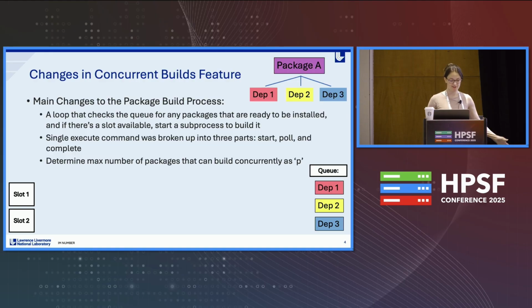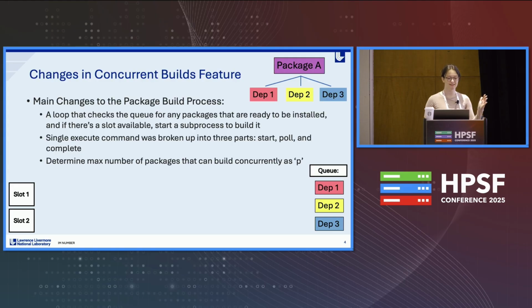The changes in this feature were a few. I'm going to just highlight the main changes, because messing with the installer ended up having a lot happen from it. There's now a loop that checks the queue for any packages that are ready to be installed, like we had before. But now, if there's a slot available to start that package, we start a sub-process to build it. So that single execute command was broken up into 3 parts: starting, polling, and completing the build of a package. And now, a parameter labeled P, for concurrent packages, determines the maximum number of packages that can build concurrently.